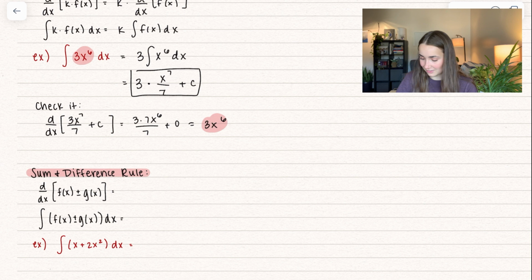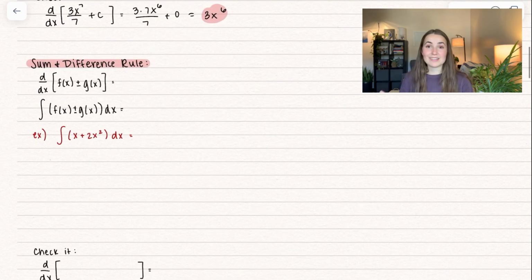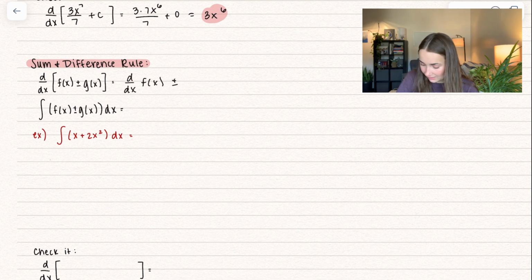So we know that that is our final solution. Next, we have the sum and difference rule. So when it comes to differentiating, this meant that we can distribute that derivative across the plus and the minus. So we could take the derivative of each part individually. We can do the same thing with integration.